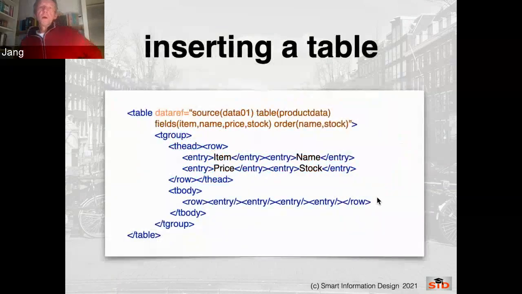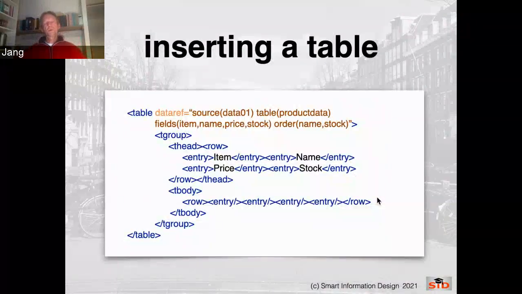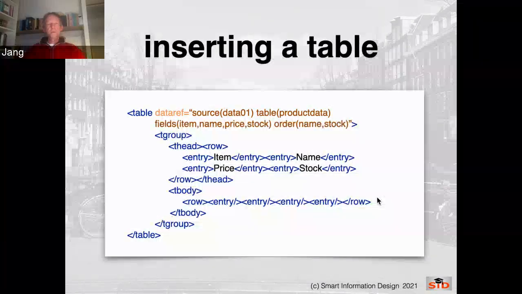So let's look at how you actually put data into your DITA document. So this was the original idea with a table that has a data ref attribute, which might be a specialization of the base attribute. And it indicates, okay, the source is data01, which is specified in the map. How to get there, that's in the map. This is just in the document. In your topic, you just specify, okay, I need source data01. I need table product data. I need fields item, name, price, and stock. And I want to order my items according to name and then to stock.